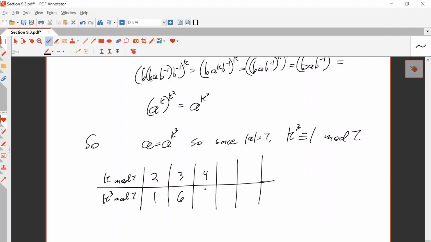4: 4 to the third is 64, which is 16 times 4, 16 mod 7 is 2, 2 times 4 is 8. So that's 1 again. 5 is minus 2, so minus 2 to the third is minus 8, so that's minus 1, which is 6. That's 6 mod 7.